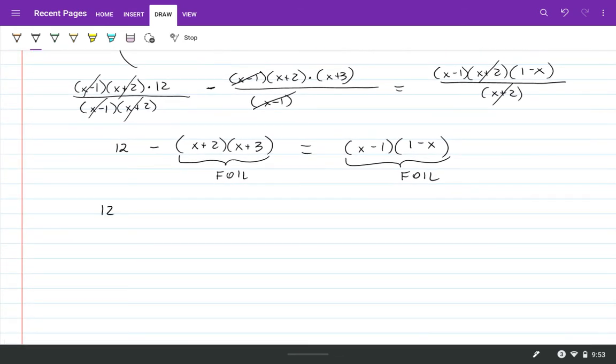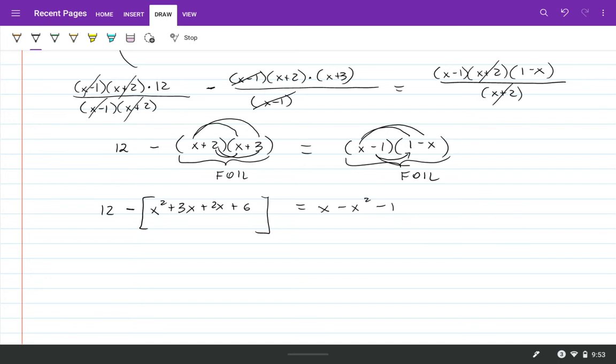So we're getting 12 minus, here I'm going to put the solution of the first FOIL. So x times x, it's x squared. X times 3, it's 3x. 2 times x, it's 2x. 2 times 3, it's 6. Equal. And we FOIL the right side, so x times 1 is x times negative x squared. Now here, negative 1 times 1, it's negative 1. Negative 1 times negative x will give you positive x.